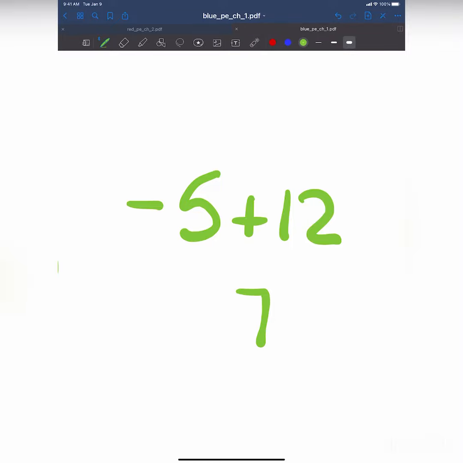Now, how do I know it's positive 7, Larry? I mean, Chuck, whoever you are. Oh, well, I see that the bigger number is 12, and the bigger number is positive, so I know my answer is going to be positive. That is absolutely right, Larry.